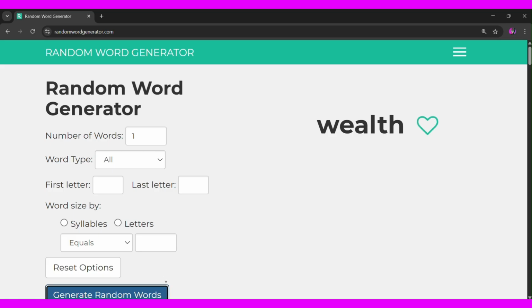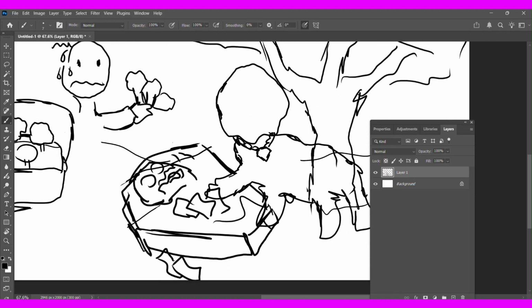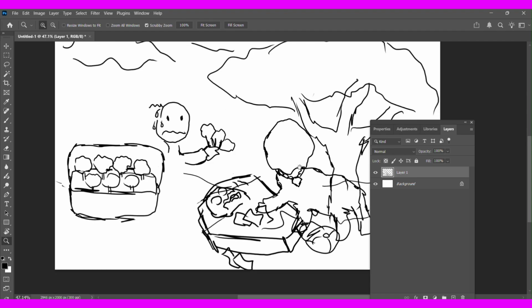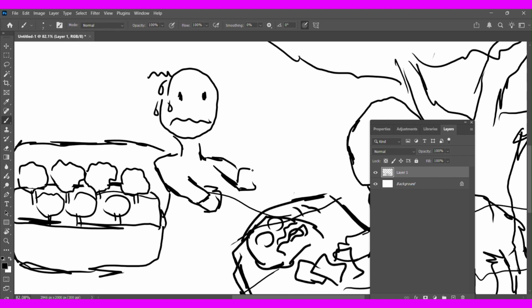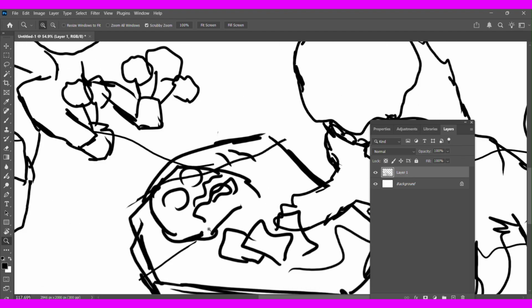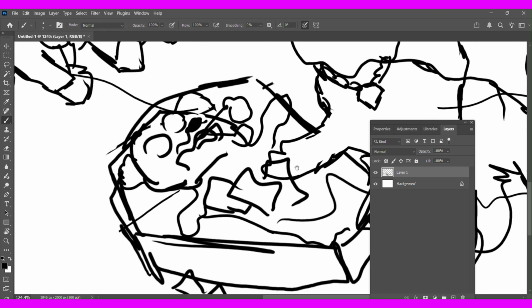Word number 12 is undress. I'm drawing a cap that the lion stole from the injured character. Next is ratio. What do you think I did with this word? Of course I added 2 more lollipops to the vendor's other hand, so the ratio of lollipops would be 3 to 2. Next is role. Well, we already have a character in the role of the victim, and he's going to be a hyena.